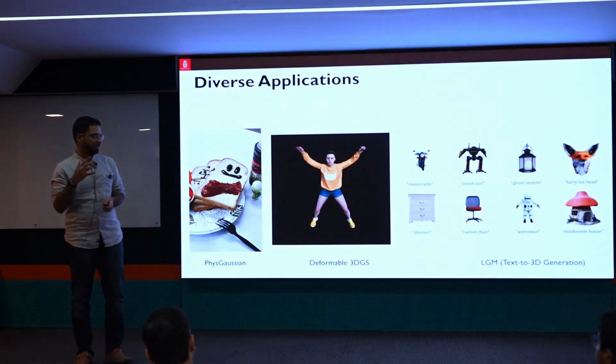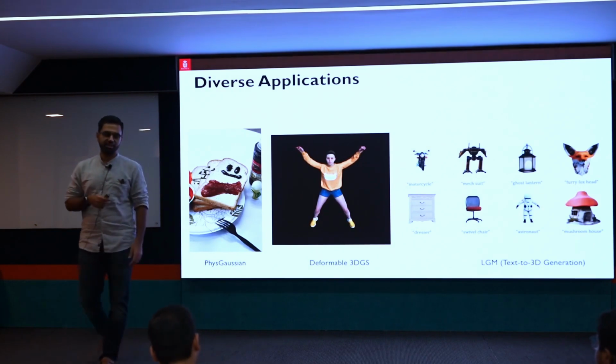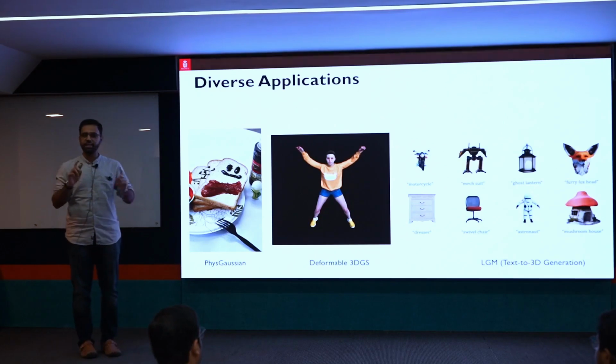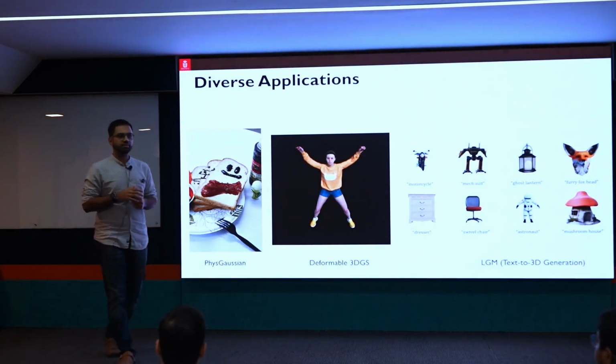We'll also talk about dynamic scenes. So far we've only focused on static scenes. What happens if you have things that are moving? How do you capture this efficiently? So that's something that we'll talk about today as well. Okay, any other questions so far before we dive into the details?